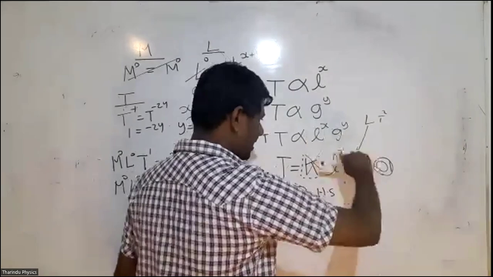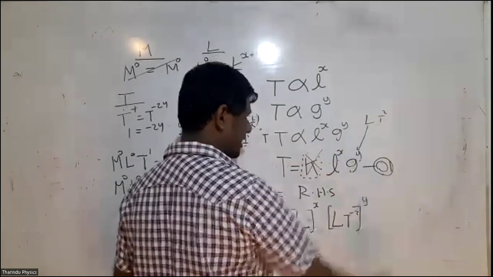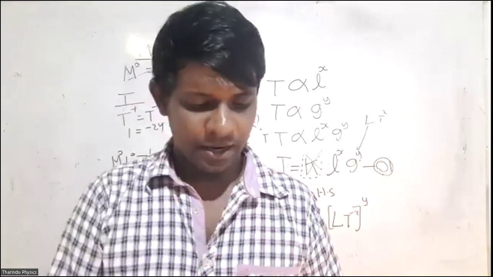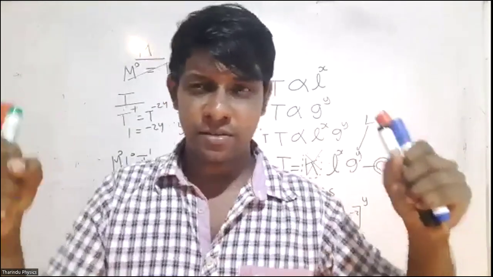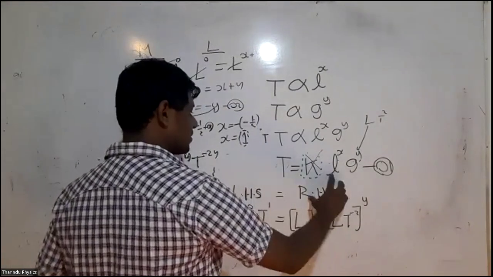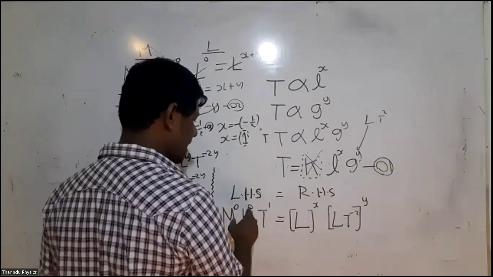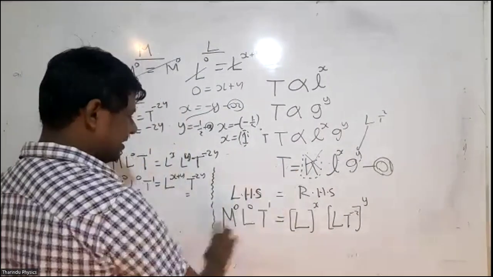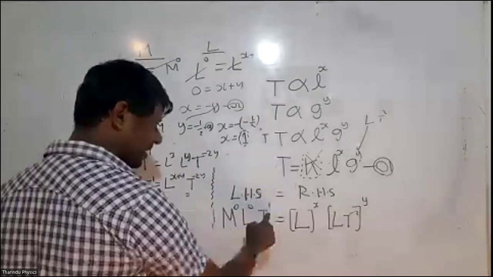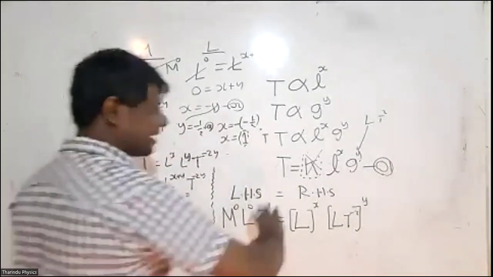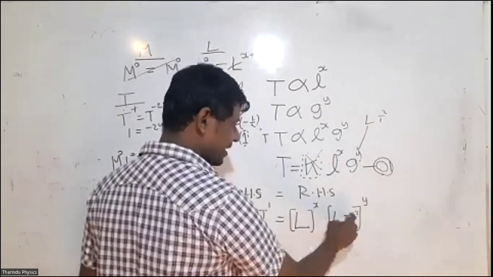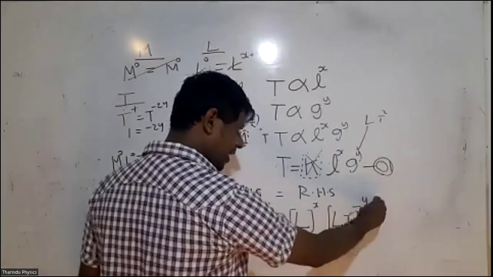So it is T equals k L to the power x, g to the power y also there. Now, according to our rule, we should know one thing. Dimensions of the left hand side should be equal to the dimensions of the right hand side. So left hand side equals right hand side. So M to the power 0, L to the power 0, but there is a T to the power 1. In the right hand side, from this L to the power x came. From here, (L T to the power minus 2) to the power y.